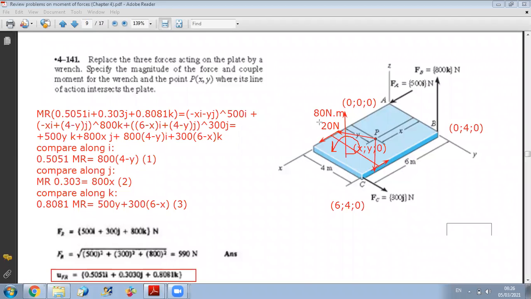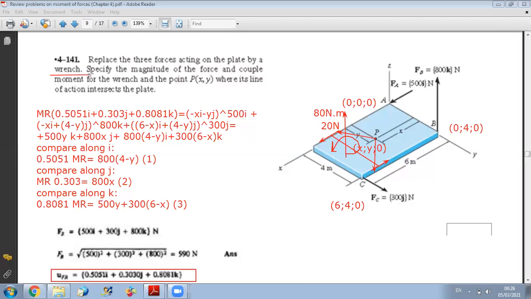The formula we applied, the moment about P is equal to the moment about R multiplied by the unit vector of the resultant force. Where did this formula come from? It came from the definition of a wrench. If you understand what a wrench is, you know how to write it.